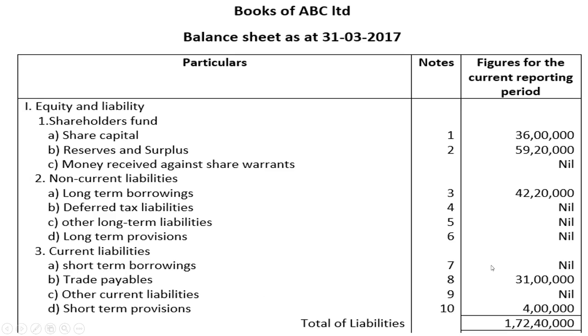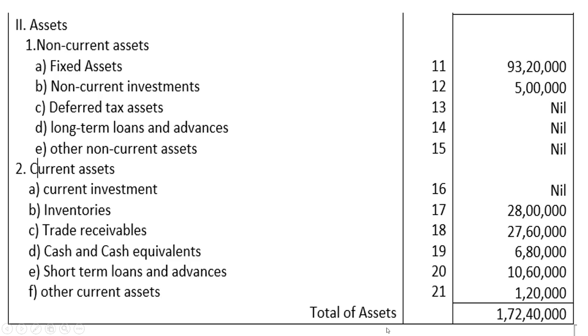And coming to the third one under equity and liability, that is current liability, that A, short-term borrowings, note number 7, nil. B, trade payable, note number 8, 31 lakh. C, other current liability, note number 9, and D, short-term provision, note number 10, 4 lakh. So the total of these things, that is note number 1 to 10, amounts to rupees 1 crore 72 lakh 40,000, called the total of liabilities.